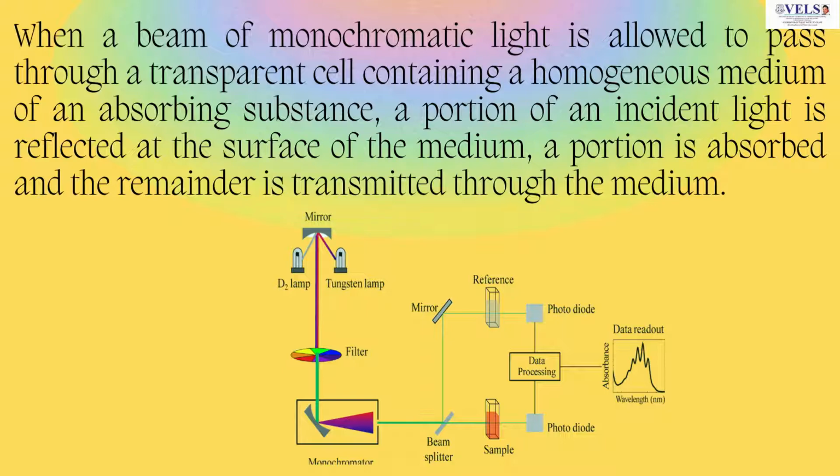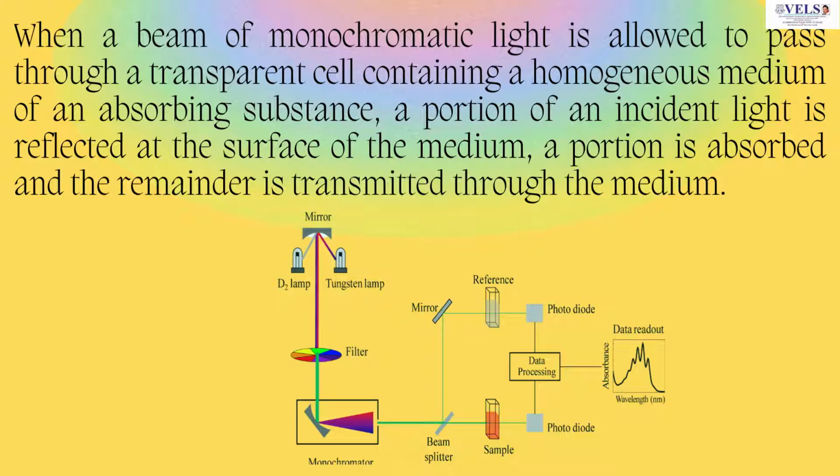When a beam of monochromatic light is allowed to pass through a transparent cell containing a homogeneous medium of an absorbing substance, a portion of the incident light is reflected at the surface of the medium, a portion is absorbed, and the remainder is transmitted through the medium.